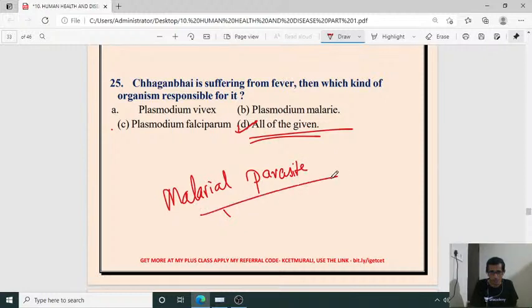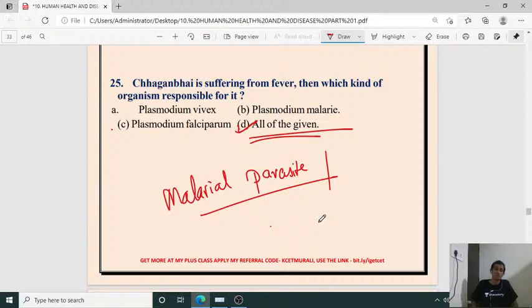And vector is what? Anopheles female mosquito. That is a vector. It will carry the pathogen from person to person. Okay, got it? In that, the female mosquito. Why female mosquito? Why is the female mosquito important? Culex female mosquito, Aedes aegypti female mosquito, Anopheles female mosquito.